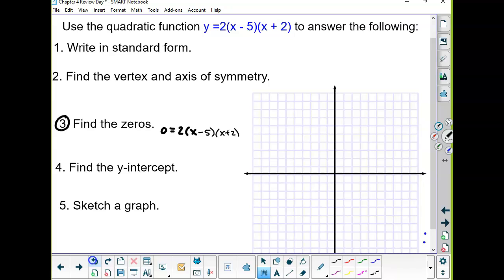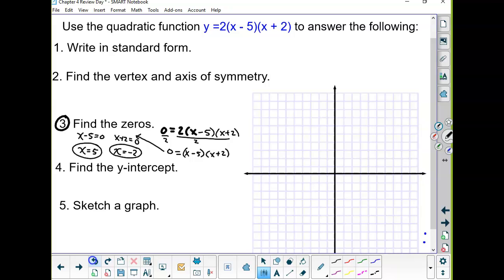Okay, so I'm actually going to do part 3 first. I want to find the zeros. Well, the first thing I would do is get rid of that 2 and divide everything by 2. And then we can use the zero product property, which says each one of these parentheses could be equal to its own 0. So I'm going to set each one equal to its own 0 and solve. I get x equals positive 5 and x equals minus 2.